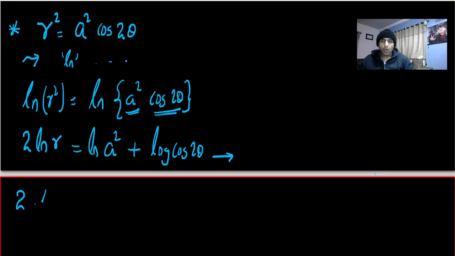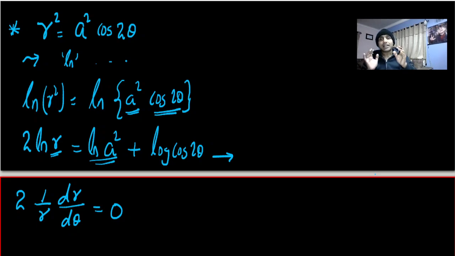So 2 into 1 by r dr by d theta. Can you see? I'm differentiating r with respect to theta. And this ends up as 0 because in calculus, we always treat a, b, c up to l, m, n as constants. They are constants by default. But in an application problem, they might specify a is the acceleration of a moving particle, something like that. If nothing is specified, by default it is a constant.